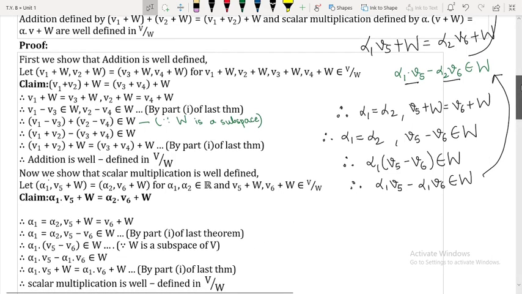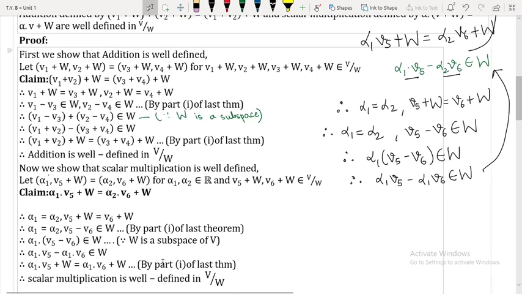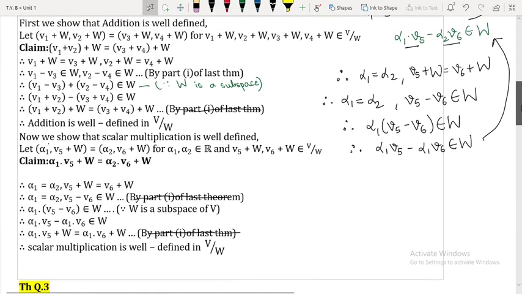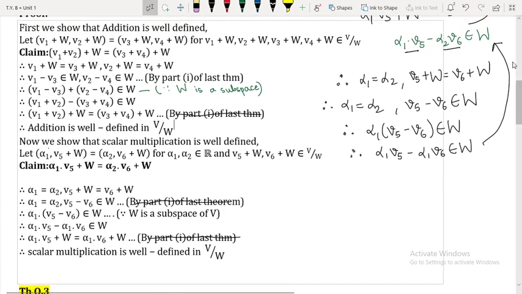Now note, in the examination don't write "by part 1 of the last theorem." Don't say it like this. You have to state the theorem. So that's all about theory question number 2. We will stop here. Thank you.